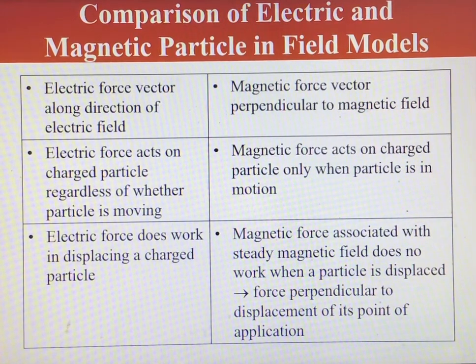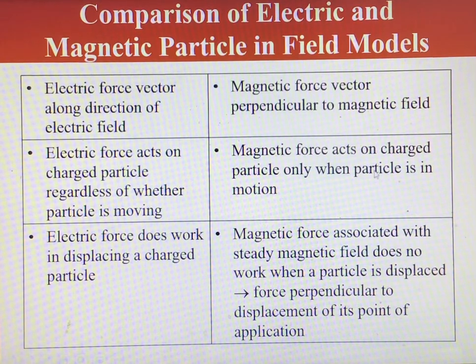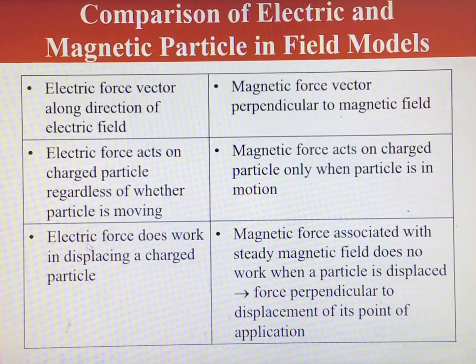Now let's look at this table right here. This table gives you a comparison of electric and magnetic fields. You can see that the electric force vector always points in the direction of the electric field, while the magnetic force vector is at 90 degrees with respect to the direction of the magnetic field. The electric force always acts on the charged particle regardless of whether the particle is moving or not. But a magnetic field is only going to act on the charged particle when the charged particle is in motion. An electric force is going to do work in displacing a charged particle.